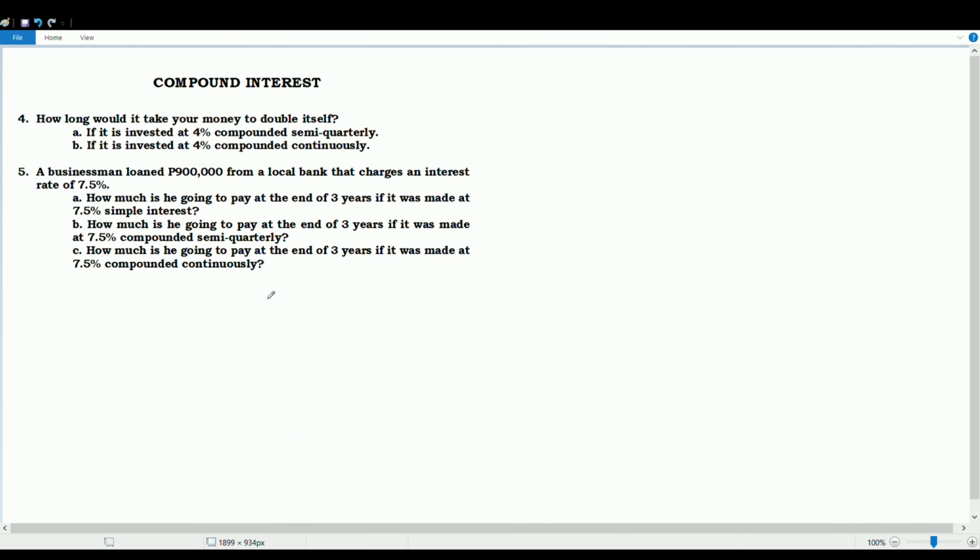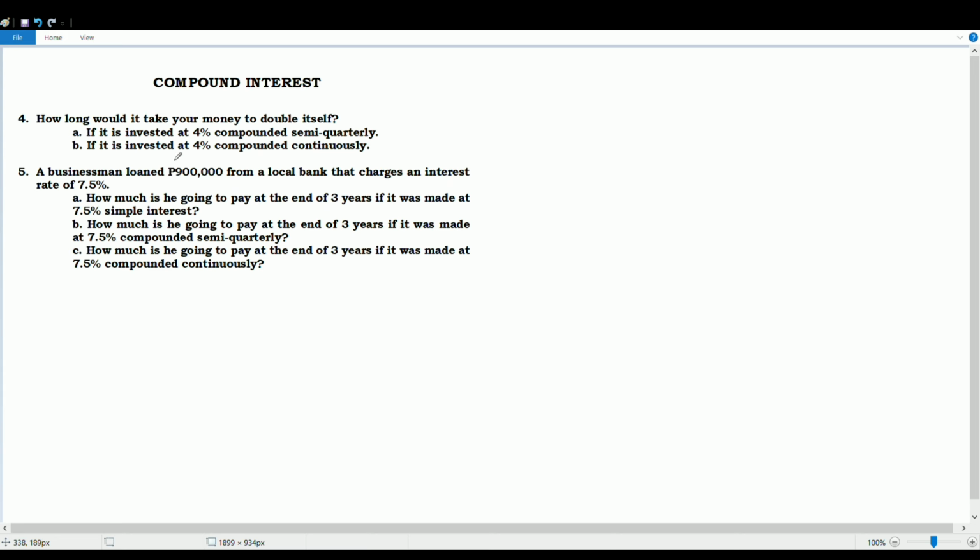Now let's have the last item. Our last item is that a businessman loaned 900,000 pesos from a local bank that charges an interest rate of 7.5%. For the first question, how much is he going to pay at the end of 3 years if it was made at 7.5% simple interest?